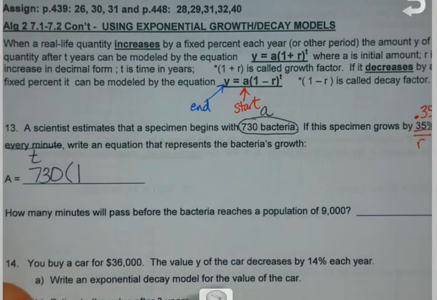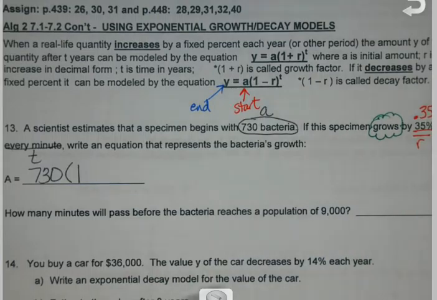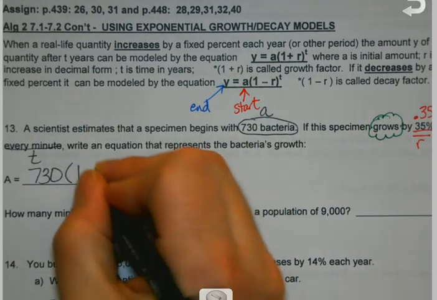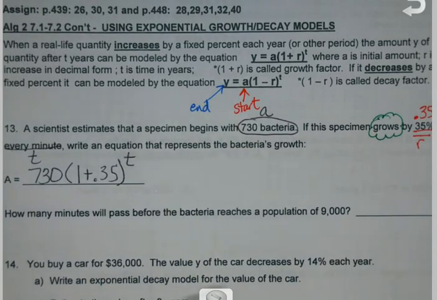Am I going to be plussing or minusing the 0.35? We're going to be adding because it grows. So 1 plus 0.35, and my exponent is just going to stay as T, because I don't know specifically what time, at least not yet. So then I get to the next part.